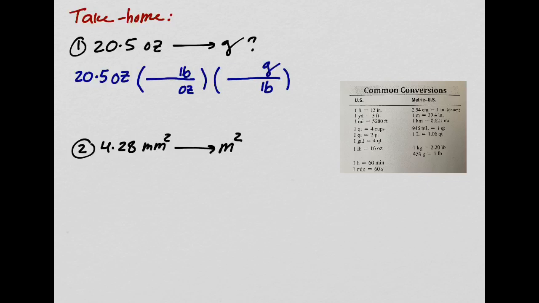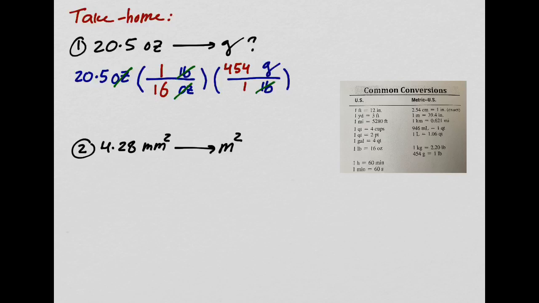Remember, to be able to cancel it out, they have to be on the opposite side, top, bottom. So ounces cancel out, pounds cancel out, and I end up with gram. Now I can go back to the chart and look at the conversion. What's the conversion between pounds and ounces? 1 pound is 16 ounces, and 1 pound is 454 grams. You guys are following me so far?